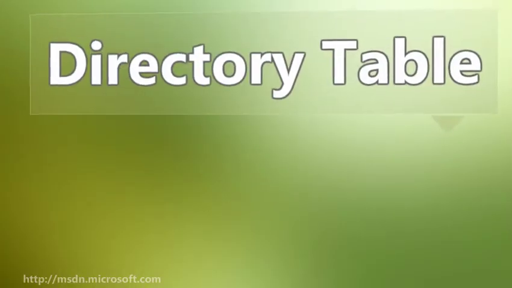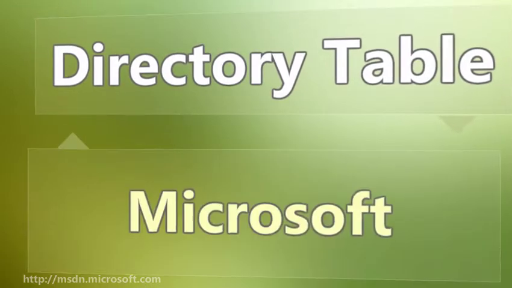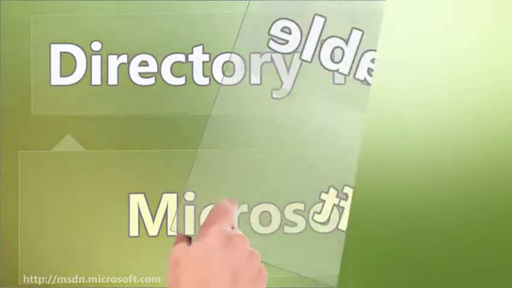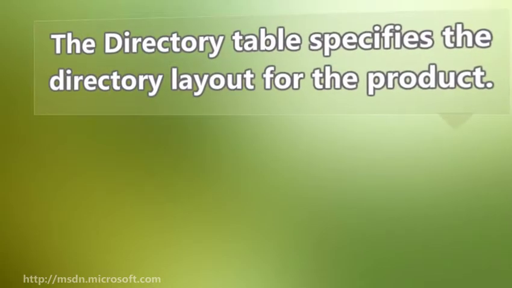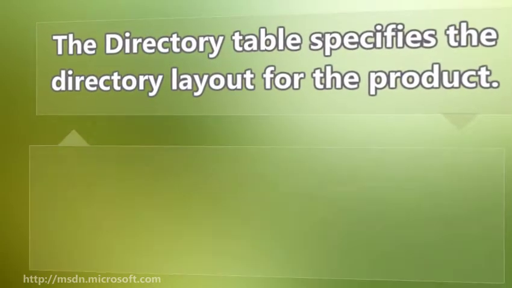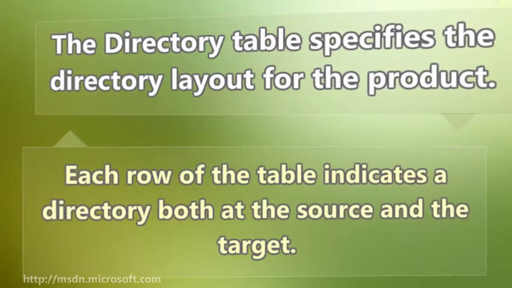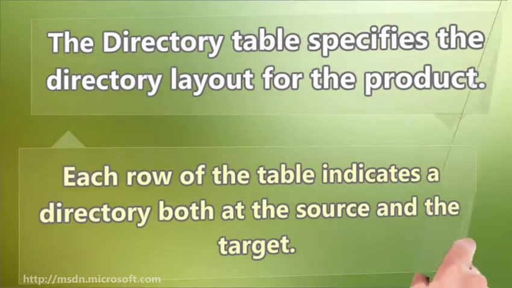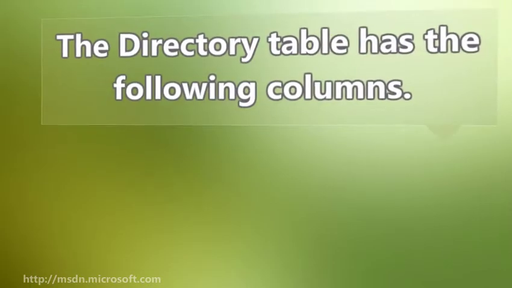Directory table. The directory table specifies the directory layout for the product. Each row of the table indicates a directory both of the source and the target. The directory table has the following columns.